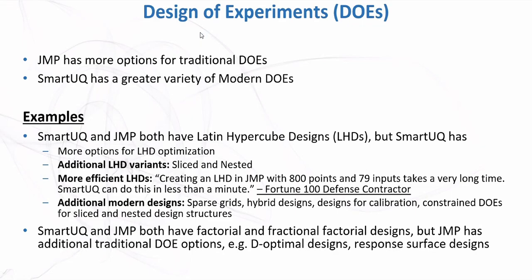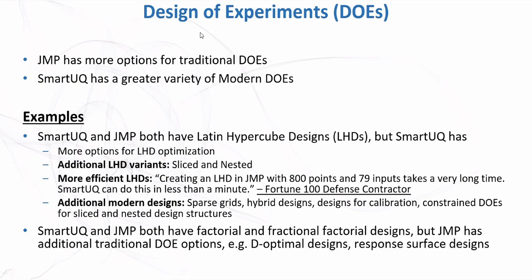We have a number of variants on LHDs like sliced and nested designs. We have more efficient LHDs. You see a quote from a customer there talking about SmartUQ creating a large design much more quickly than JMP. And we also have more modern designs in general. So things like sparse grids, hybrid designs, designs for calibration, constrained designs of experiments, sliced and nested structures for all those as well.